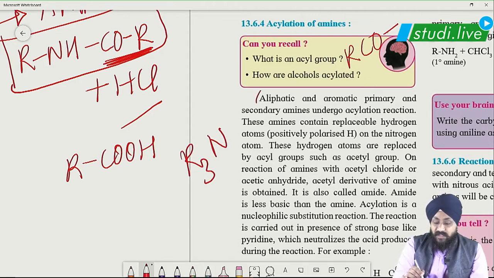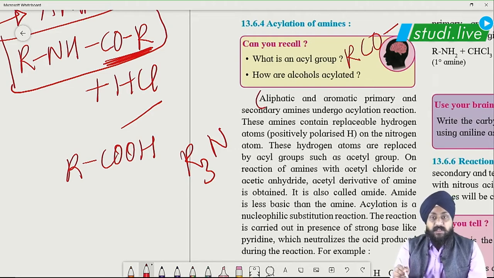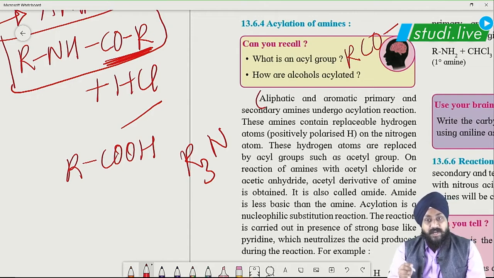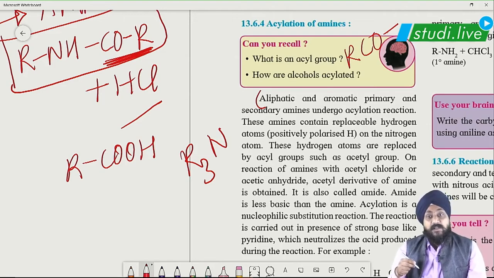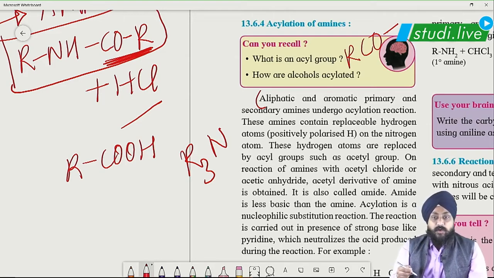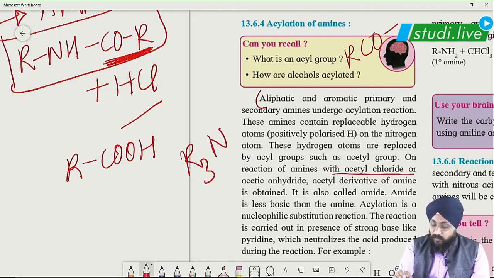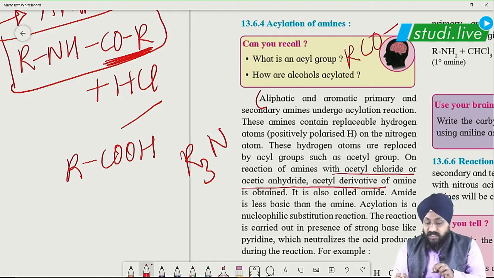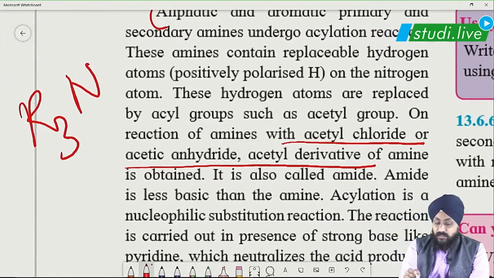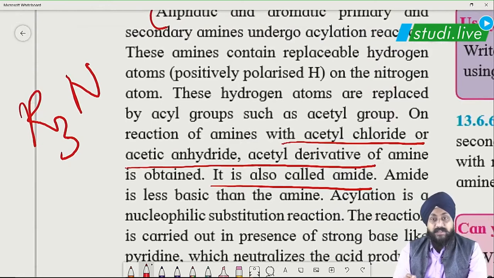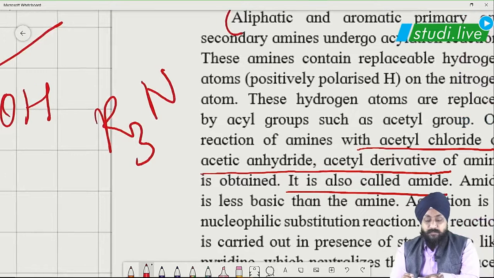So students, aliphatic and aromatic primary and secondary amines undergo acylation reaction, and these amines contain a replaceable hydrogen atom on the nitrogen atom. Okay, hydrogen atoms are replaced by which group? They are replaced by an acyl group such as acetyl group, on reaction with your acetyl chloride, or you say acetic anhydride. So an acetyl derivative of amine is obtained. That is called what? That is called your amide. And students, you know amide is less basic than what? It is less basic than amine.